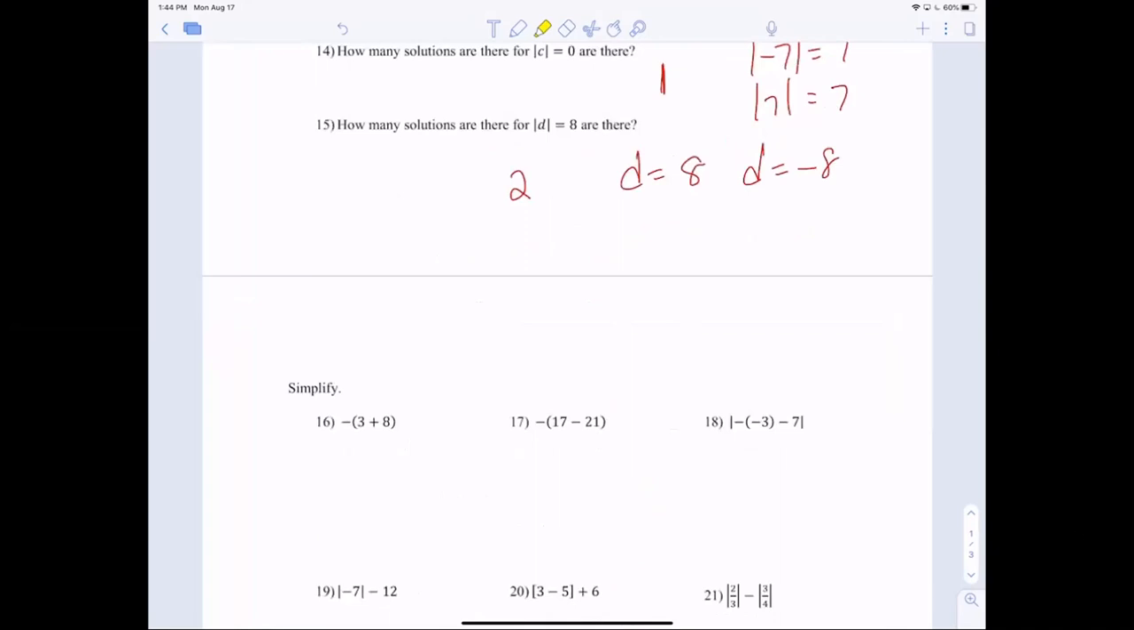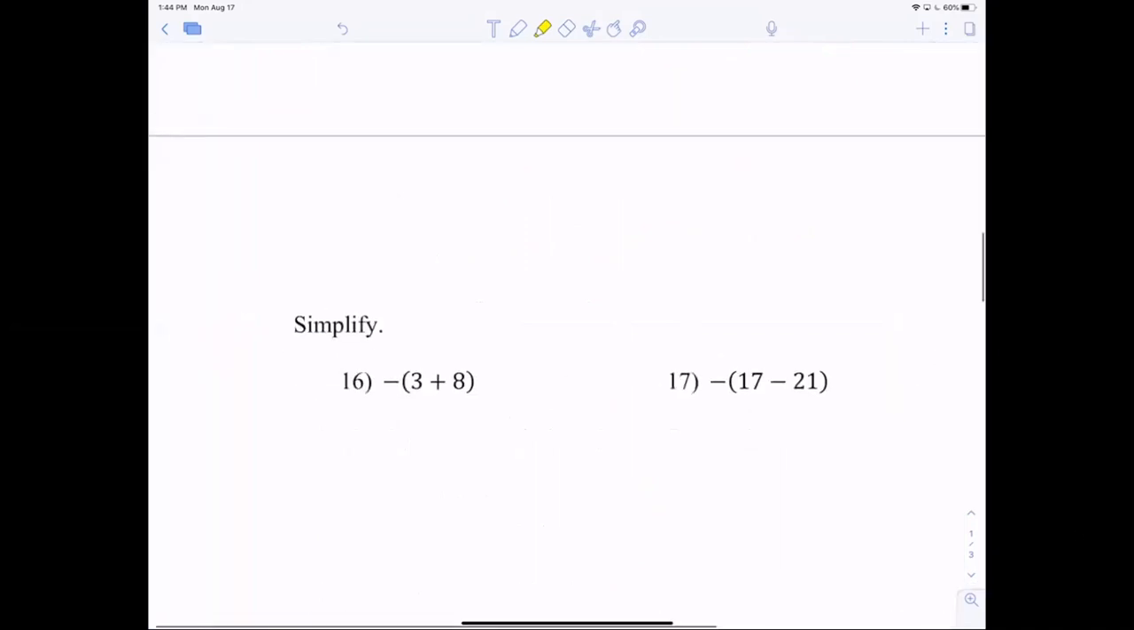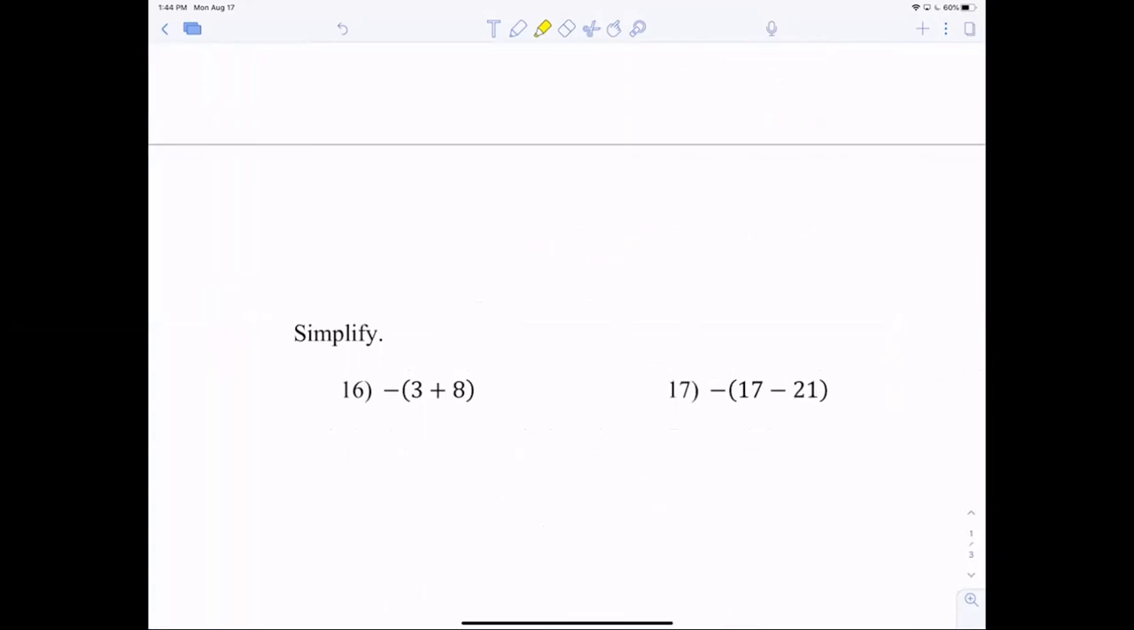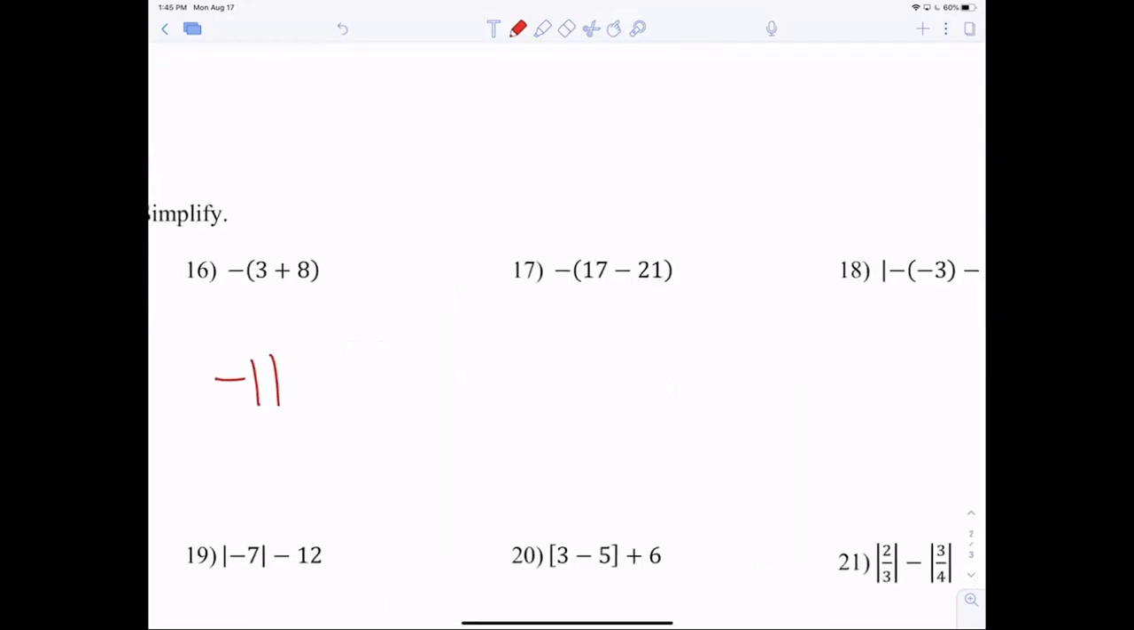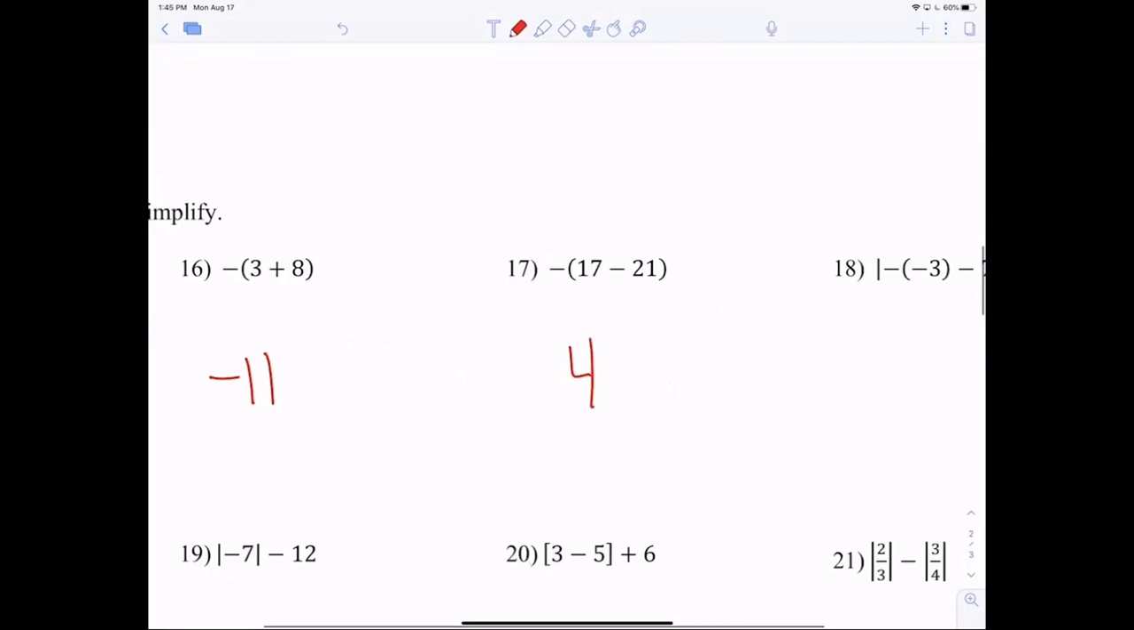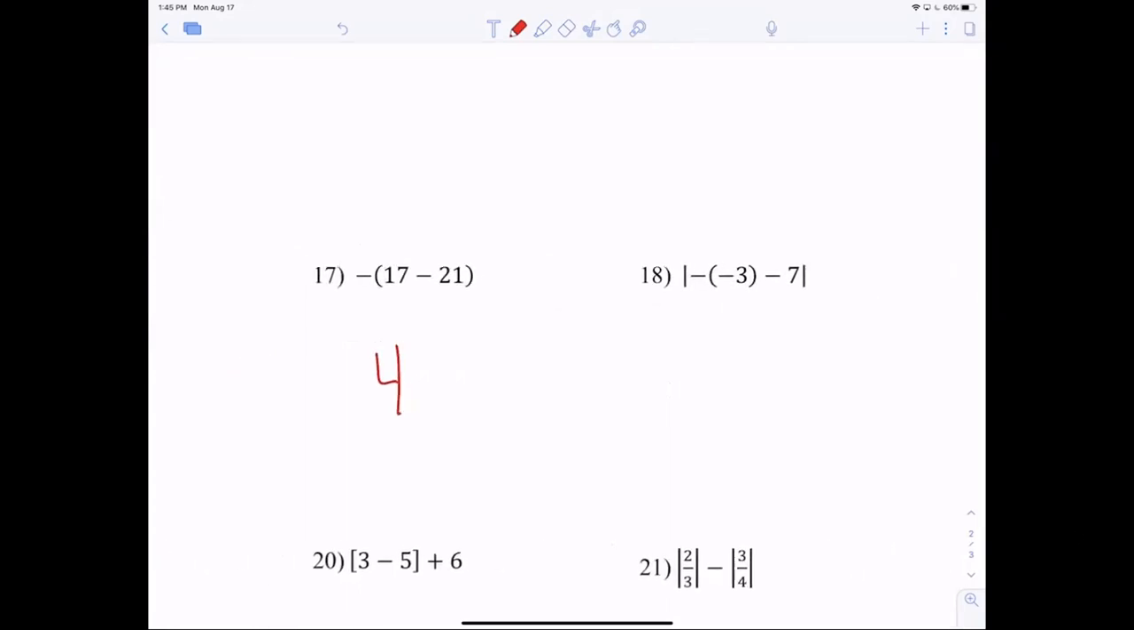Which brings me to 16. Who was doing 16? Is that you, Chloe? Tell me loud and proud, what's 16? -11. Yes, ma'am. -11. Perfect. Lucas, you're up. -4, which is what? 4. Brilliant. All right. Harrison, tell me about 18.